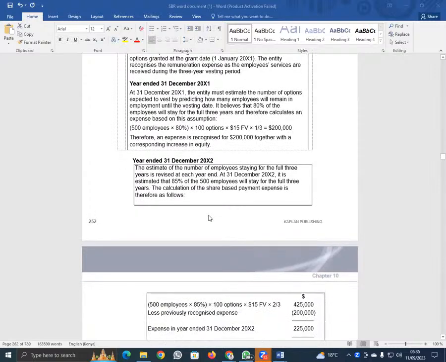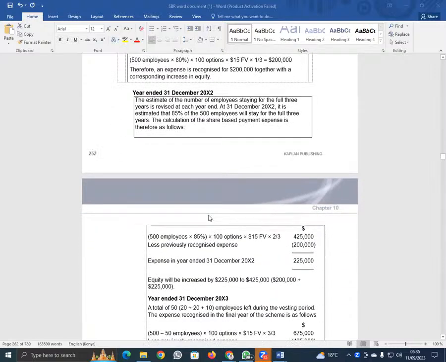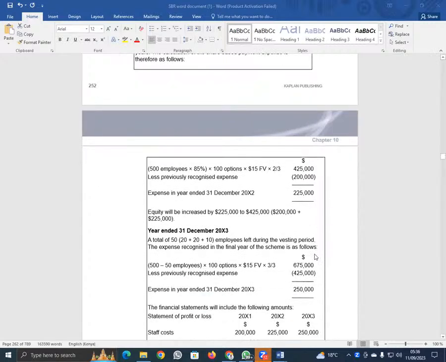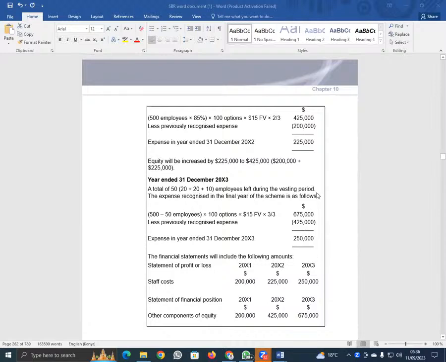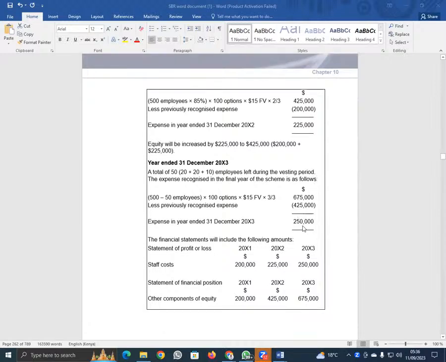And then end of year two, what do we have? End of year two, the expense will be 225,000. And then end of year three, you can see in this case, they have 250,000. End of year three, 250,000 as the expense.